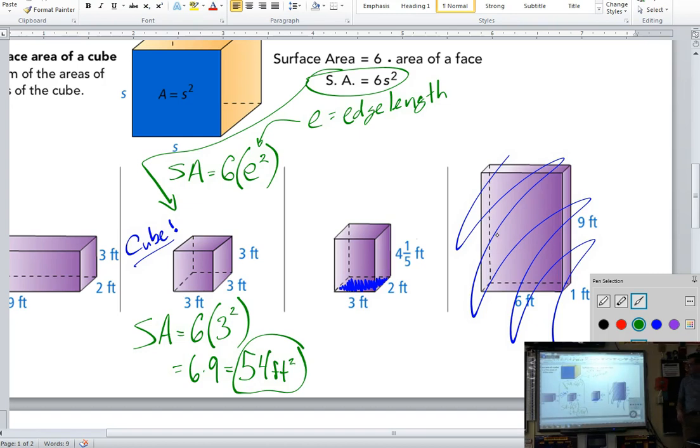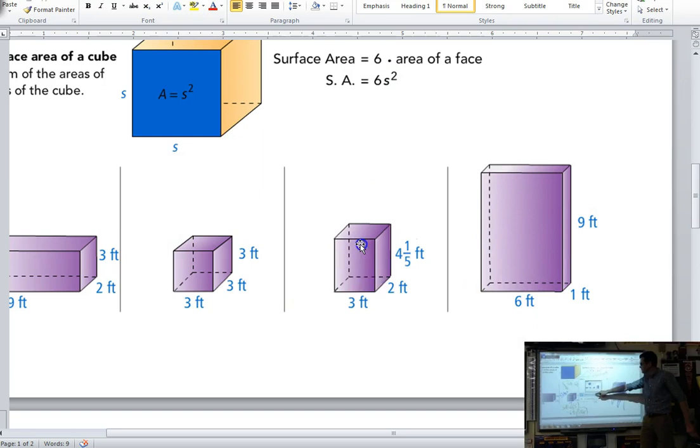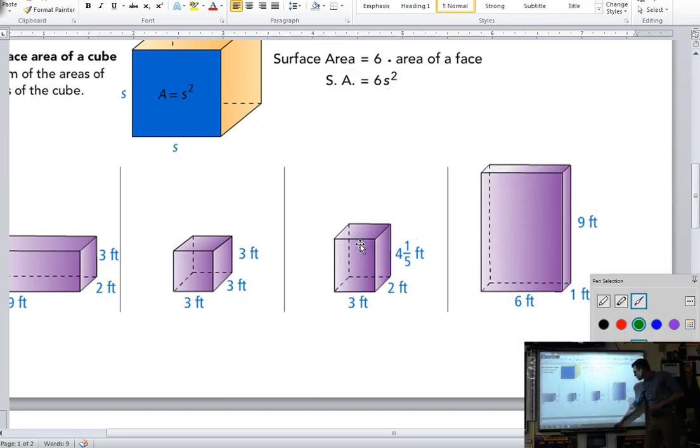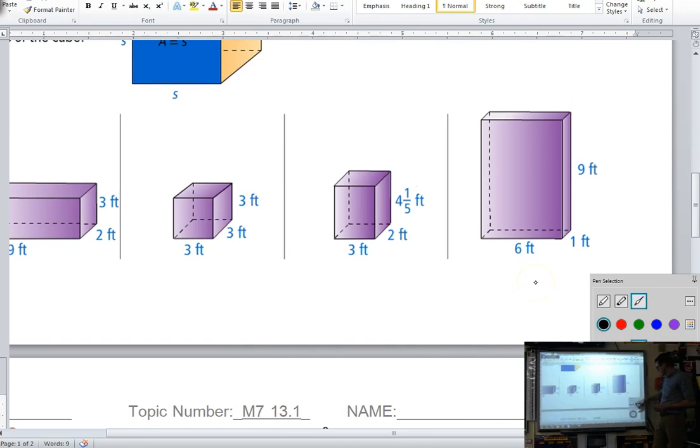So now, try the third one on your own. I'm going to write some stuff up here. I'm going to write a lot of work. If you need, look up here, but I encourage you, try to keep your eyes on your paper. Try to solve this guy on your own. Remember, it's a prism, not a cube. My formula is slightly different.